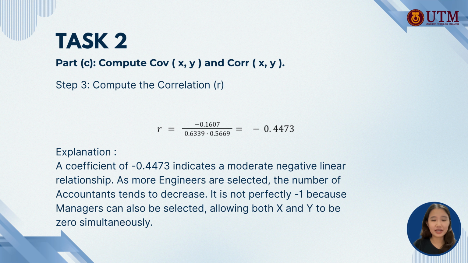Finally, we divide the covariance by the product of the two standard deviations to find the correlation coefficient r, which is negative 0.4473. This indicates a moderate negative linear relationship. It is not a perfect negative one because the managers in our pool act as a third category, allowing for outcomes where both engineers and accountants are not selected.